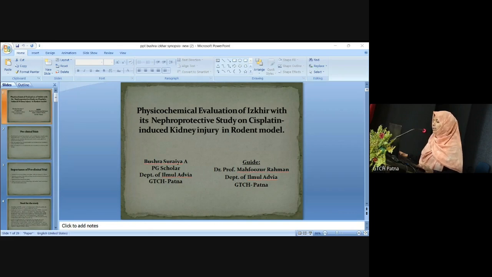Cisplatin nephrotoxicity can present in a number of ways. The most serious and one of the most common presentations of this nephrotoxicity is acute kidney injury, which occurs in about 20-30% of patients, and also hypomagnesemia, which occurs in about 40-100% of the patients of anti-cancerous treatment, that is cisplatin, which is given to any cancer patient. At present, there is no effective drug or method for cisplatin-induced kidney injury.